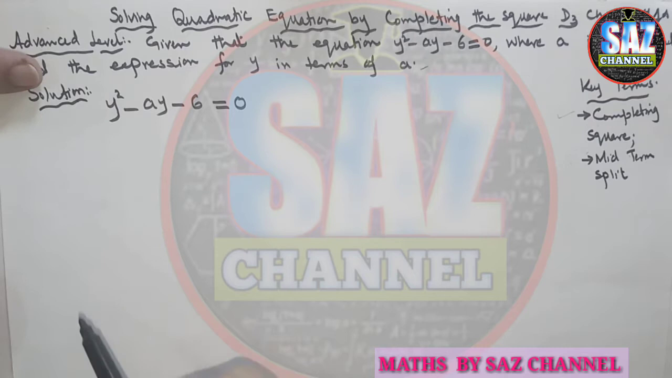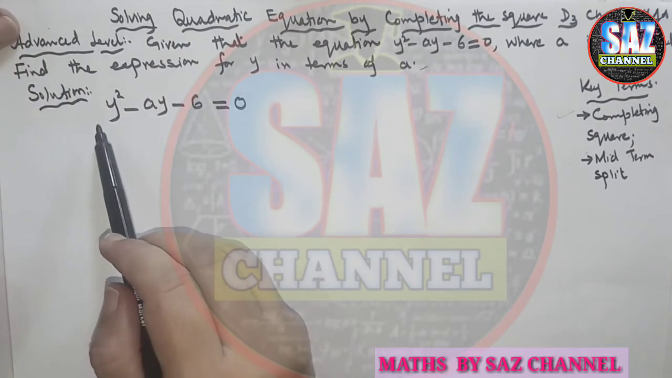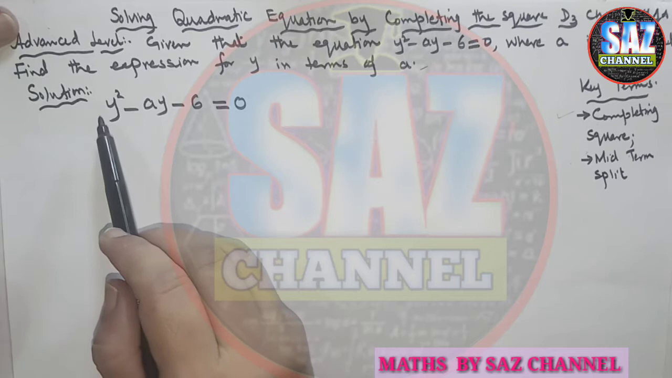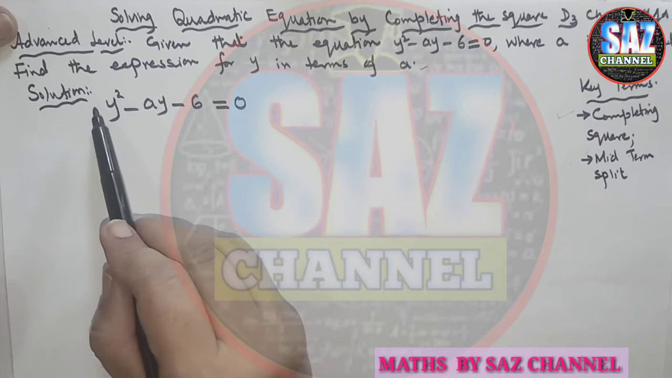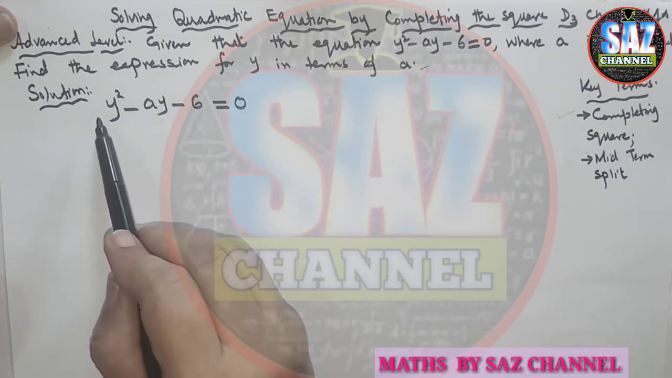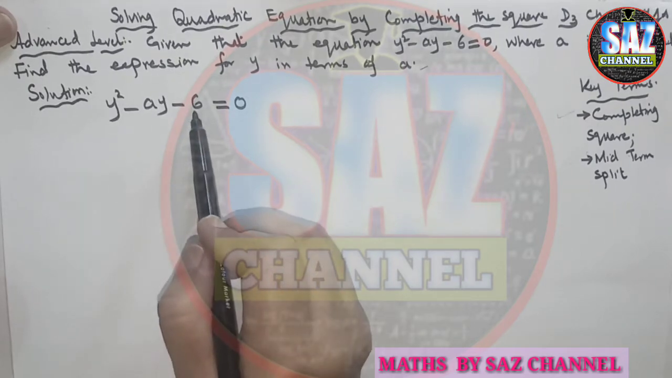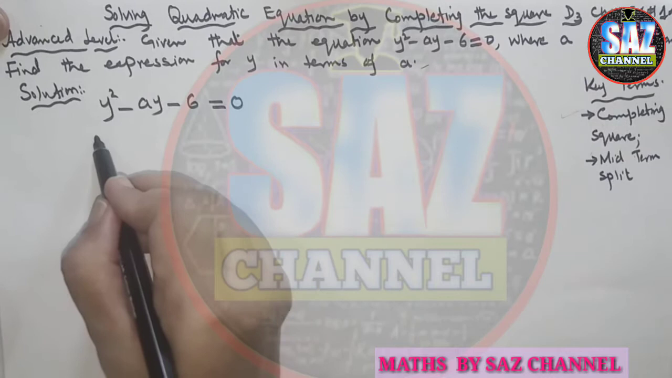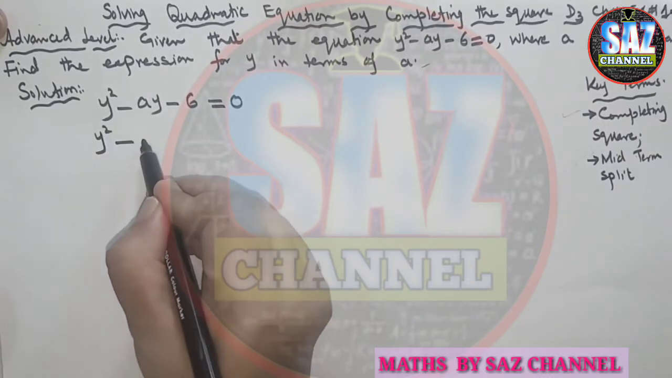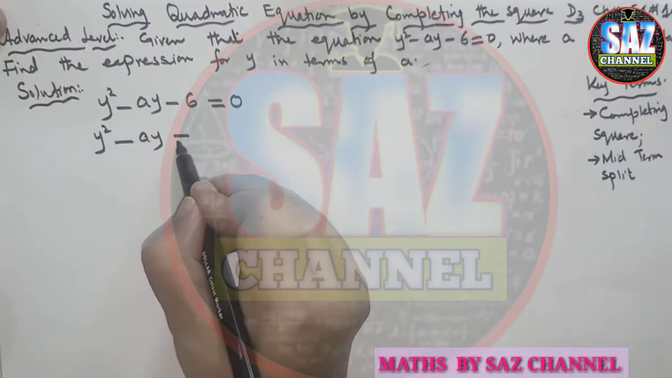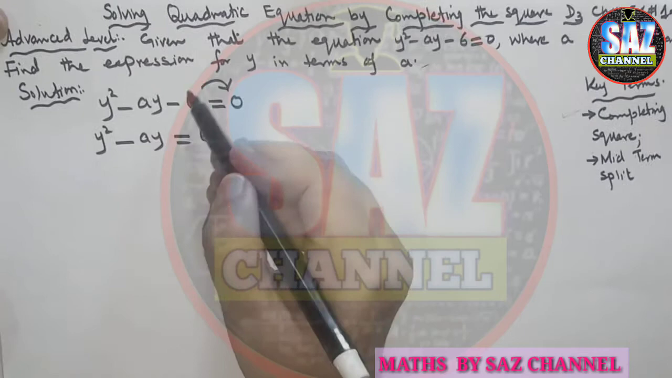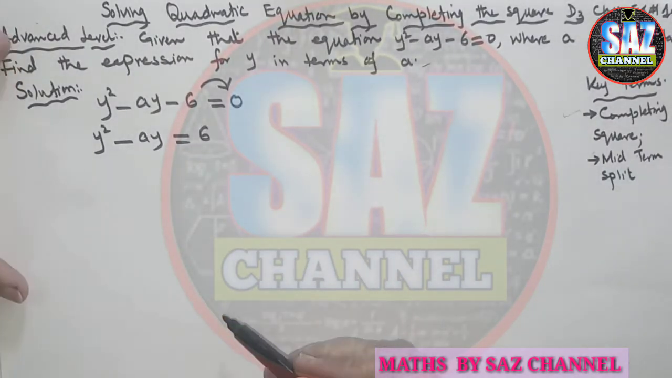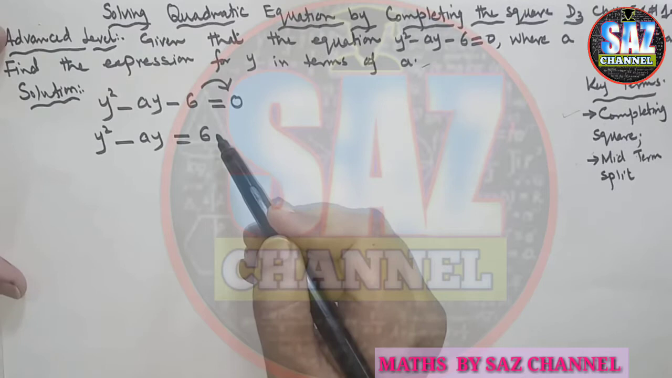Recall my previous lesson that for the solution of a quadratic equation by completing the square, the quadratic equation must be in standard form with the coefficient of the square term positive 1. This equation is in standard form with the coefficient of the square term positive 1 and constant at the last place. And the second step was that we have to shift the constant to the other side by changing the sign. 6 is the constant, so shift it to the other side as 6 has the negative sign on this side. So when I shift it to the other side, it will become positive.